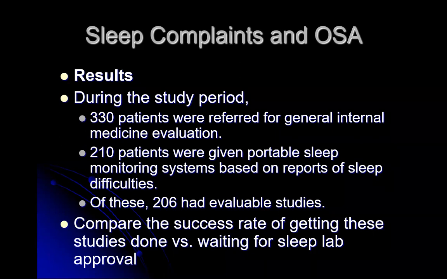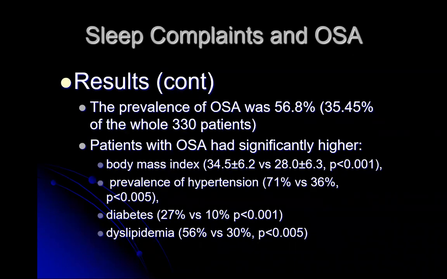Right. Let's take a look at this population, right? So we're in a California population, 210 out of 330 said they had sleep complaints, 206 had good studies to look at, right? So what do you see? First of all, what's the prevalence of obstructive sleep apnea in this population that had sleep complaints? Almost 57%. That's huge, way above national averages, right? And patients with obstructive sleep apnea, no surprise, had higher body mass index, had greater amounts of hypertension, diabetes, dyslipidemia.